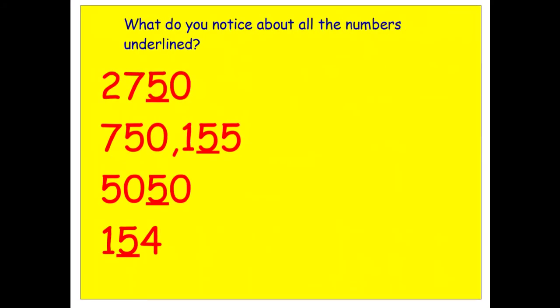What do you notice about all the numbers underlined? So in each of the 4 numbers, we can see that there is a 5 that has been underlined. Do you notice anything in particular about each of those 5s? Have you spotted it? Well, hopefully you were able to identify that every one of them is in the tens column. So despite the fact that some of those are 3-digit numbers and some of them are 6-digit numbers, the underlying 5 in all of them is in the tens, meaning every one of those has a value of 50.